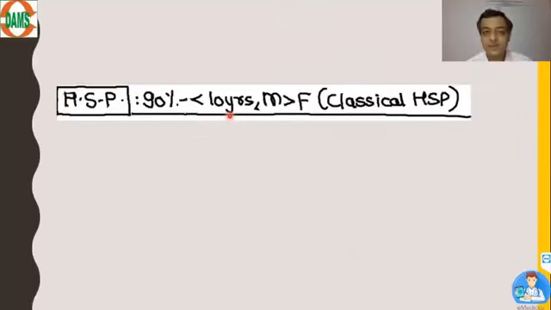90% of HSP occur before 10 years of age, and it is especially a male dominant disease.